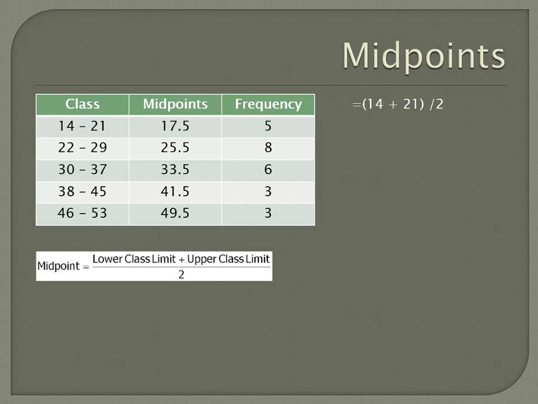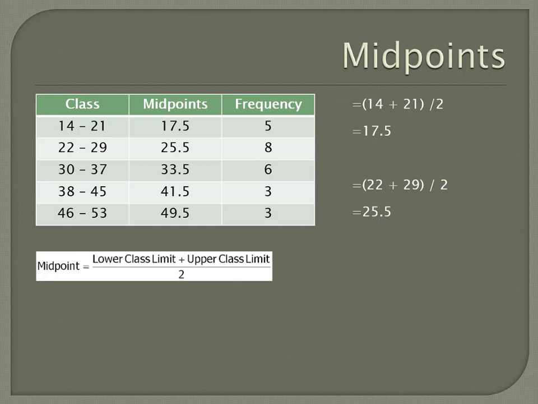So for the first class, 14 is the lower class limit, 21 is the upper class limit. If I take 14 plus 21, that's going to be 35. If I divide that by 2, then I will get 17.5. And that's what I have listed in the chart for the first midpoint. For the next one, I would take 22 plus 29, divide that by 2, and I get 25.5. The rest of these can be calculated in a similar fashion. You could take 30 plus 37 divided by 2 and get 33.5, for instance.